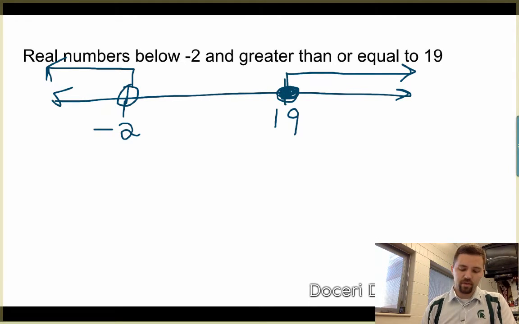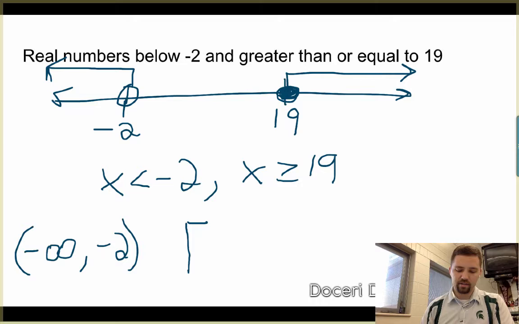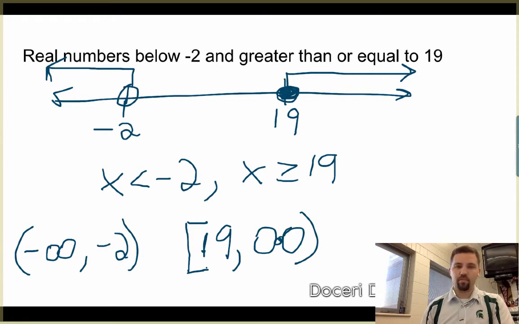For inequality notation, we would write x has to be less than -2, and also x has to be greater than or equal to 19. For interval notation, we would write this. We'd go from -infinity up to -2, parenthesis, because we're not including -2, and then we would go from 19, and we're going to use a bracket, because we are including 19. We go from 19 up to infinity. Okay, and we never put a bracket around infinity, because you can never get to infinity.